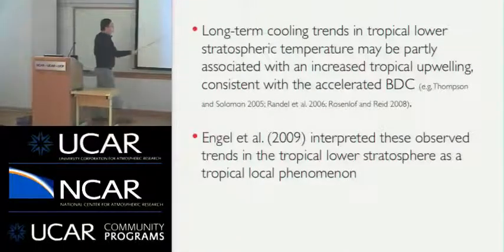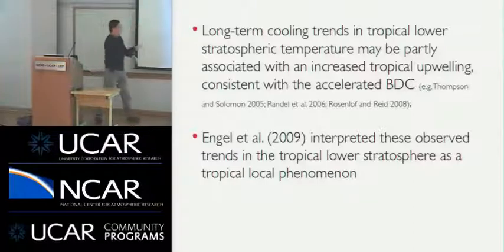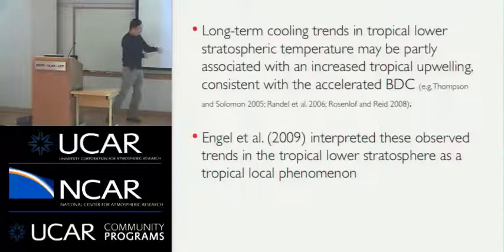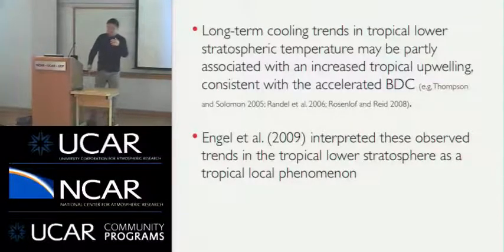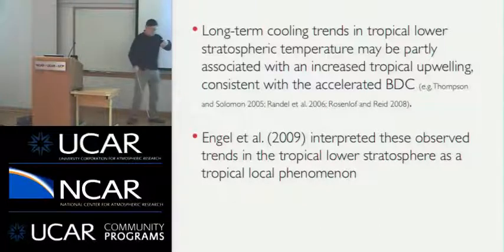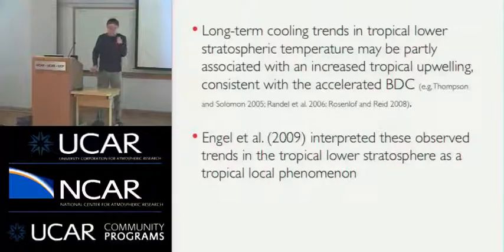In Engel's paper, they argue that the observed trend in the tropical lower stratosphere is a tropical local phenomenon. Because their measurements are above 24 kilometers in the mid-latitudes, they consider the deep cell, whereas this could be the shallow cell. That's the interpretation. In addition, even if the cooling in the tropical region is related to strengthened tropical upwelling, this sort of cooling signal is not unique, because the composition change due to ozone depletion and CO2 would also contribute to the cooling.